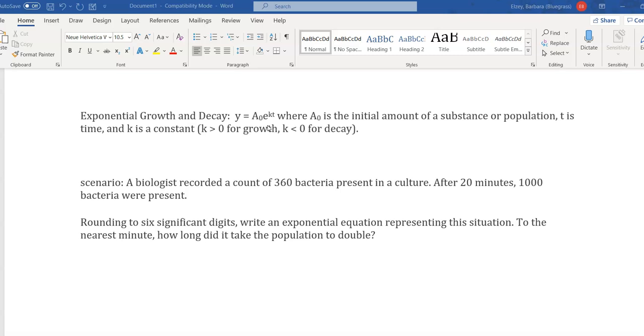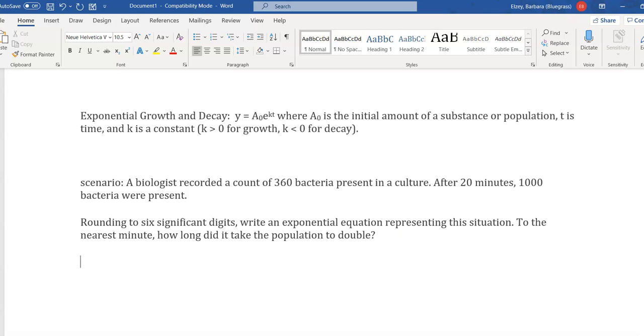A biologist recorded a count of 360 bacteria present in a culture. After 20 minutes, 1,000 bacteria were present. Rounding to 6 significant digits, we want to write an exponential equation representing the situation. After we've written our equation, we are, to the nearest minute, going to determine how long it took for the population to double. All right, so let's not even think about the second question. Let's first write an exponential equation that represents this situation.